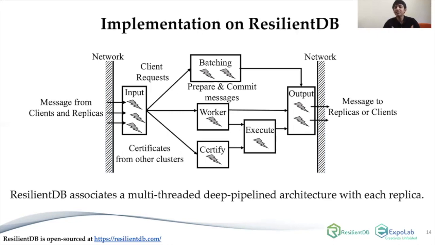So we implemented GeoBFT on our ResilientDB blockchain fabric, and we claim that ResilientDB is quite fast, highly multi-threaded and deeply pipelined in comparison to existing blockchain fabrics. In ResilientDB, our intuition is to divide the task as much as possible and to employ as much parallelism as possible. As you can see, we have different types of threads. We have batching threads for creating batches, input-output threads for communication, worker threads that take care of the messages, certification threads, and execution threads. The whole architecture of ResilientDB is open sourced, available to play with.